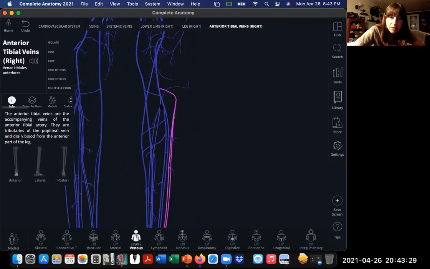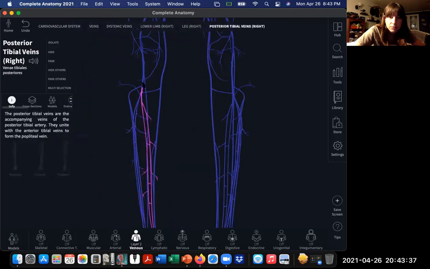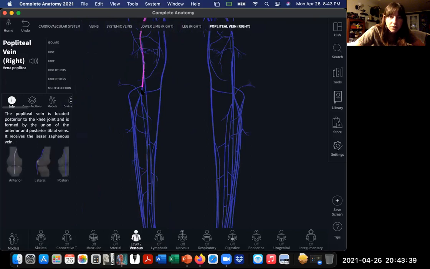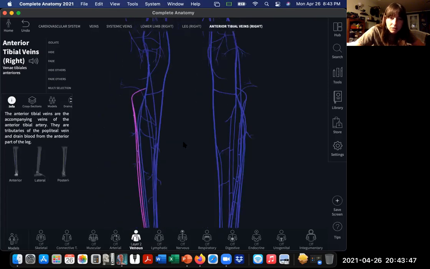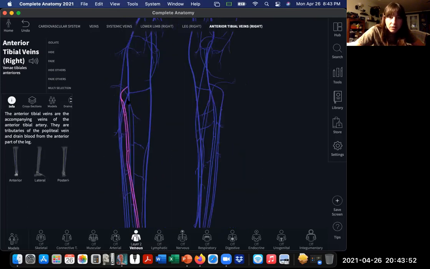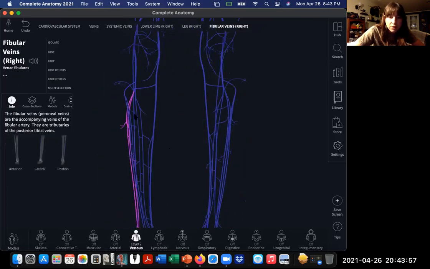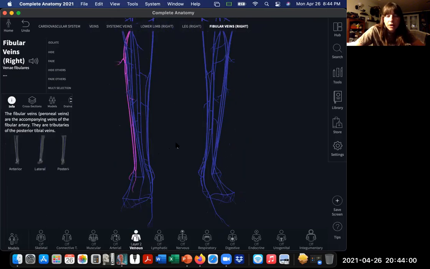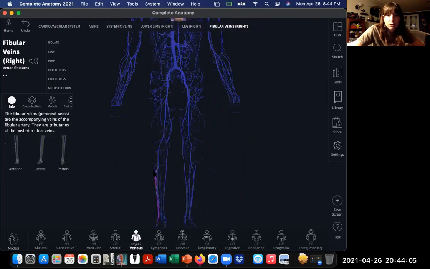Anterior, posterior, fibular. Okay, popliteal, posterior, anterior, and fibular, which should be lateral because it's going down the side of the fibula, right?